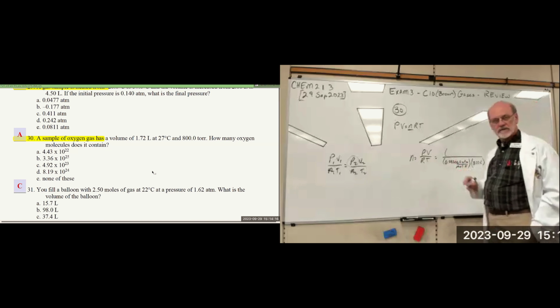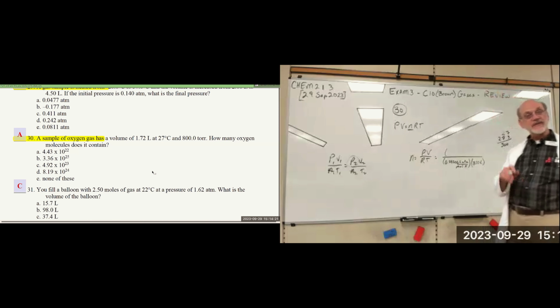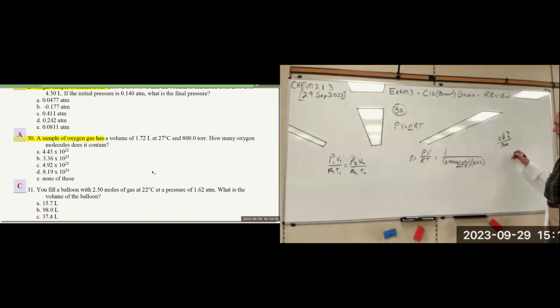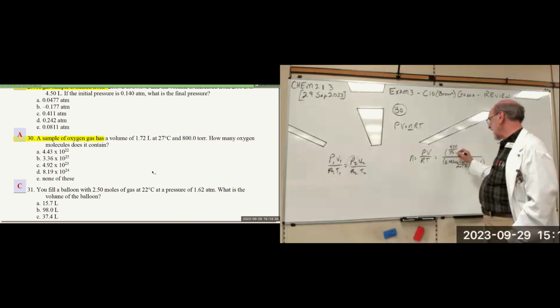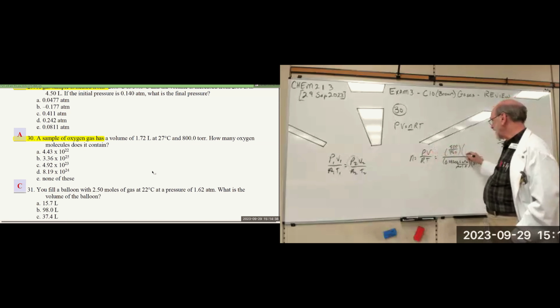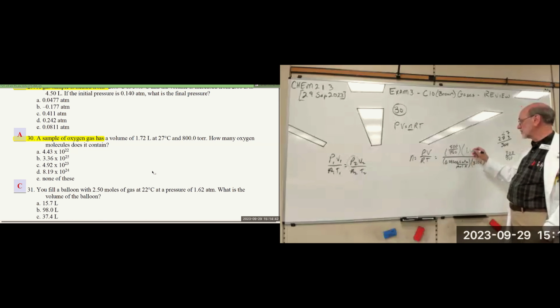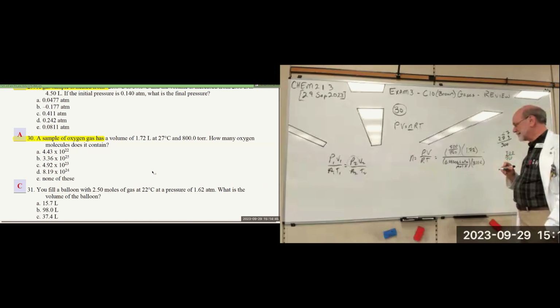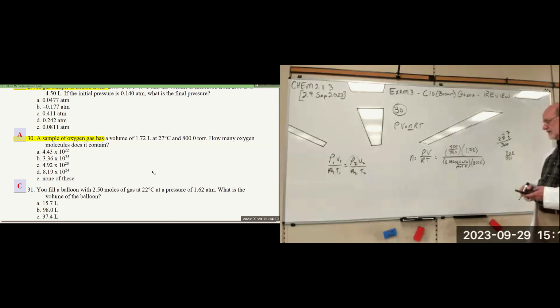Okay. Pressure. 800 torr, which is 800 millimeters of mercury. So we need 800 divided by 760 to give us atmospheres, because of that right there. So we just put it in like this, 800 divided by 760 is atmospheres for pressure. And then volume has to be in liters. And it is 1.72 liters. Okay. Now this will give us moles. It won't give us molecules yet.